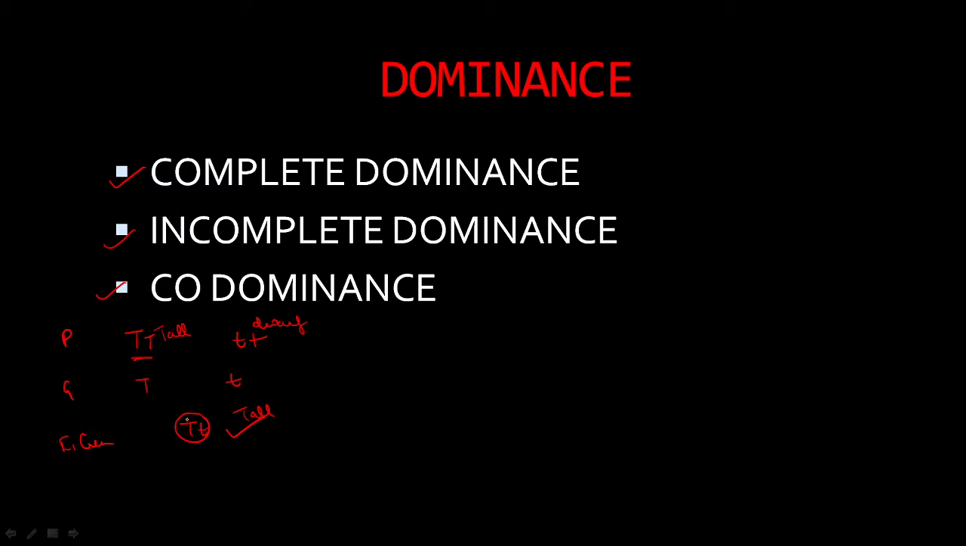Okay, so you know that this allele is dominant over this allele. Okay, capital T is dominant over the small t. Right, so this is complete dominance. Here you can see the progeny is similar to one of the parent.